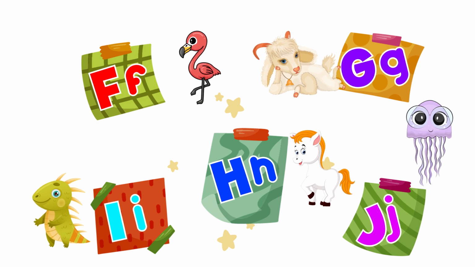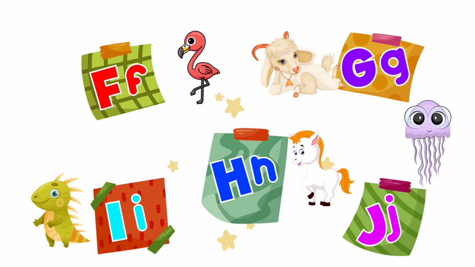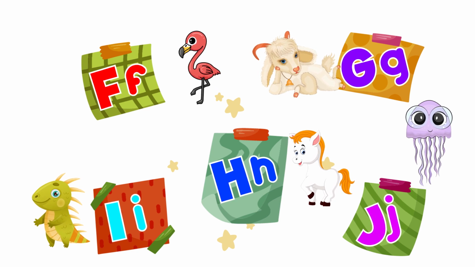Goat. H is for horse, h, h, horse. I is for iguana, ih, ih, iguana. J is for jellyfish, j, j.